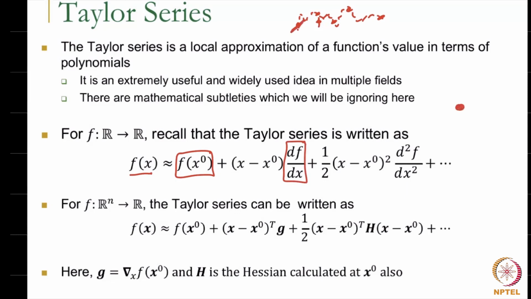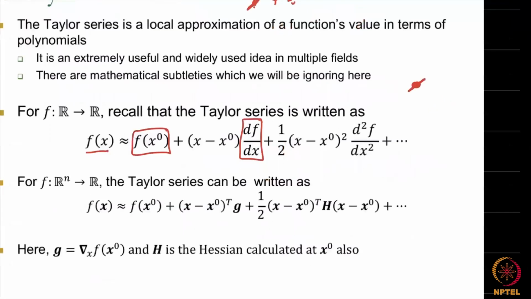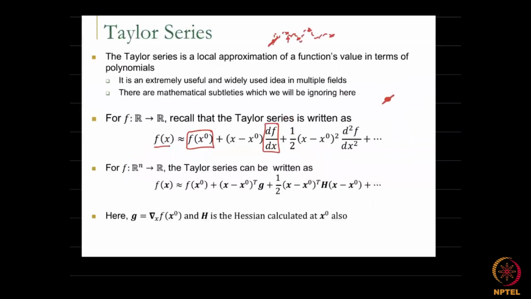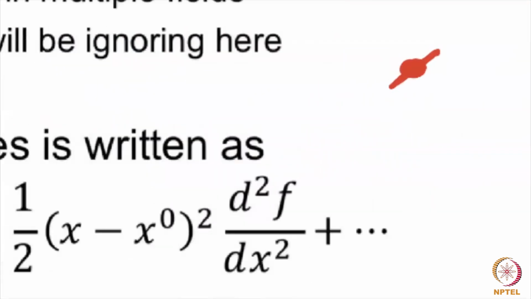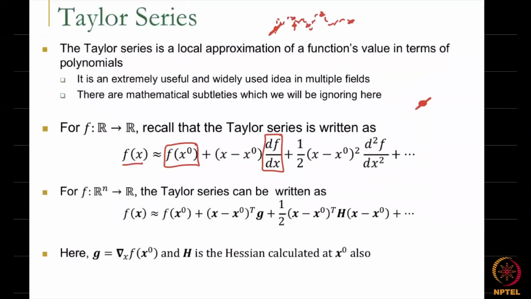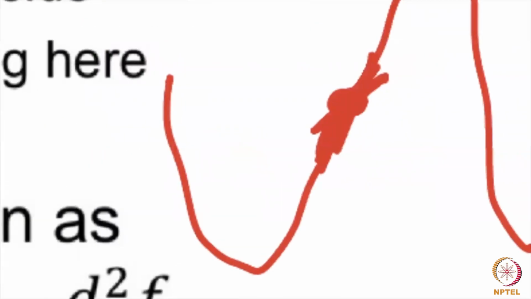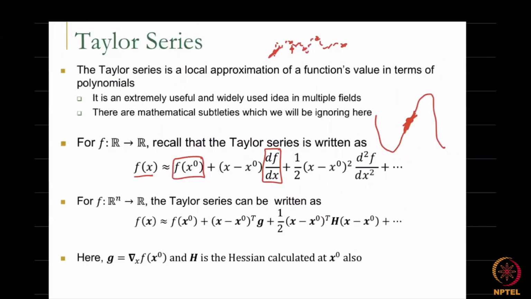So let's imagine this: you have a point, you know its value, and now you know its slope. So somewhere locally you can say, okay, it will look like this if you really zoom in. Let's say the function actually looks something like this. If you know its slope here, you can say that if I go close enough, it's going to look like a straight line.